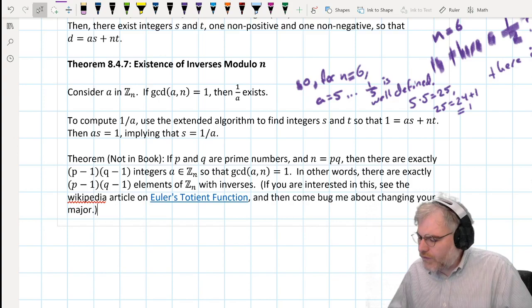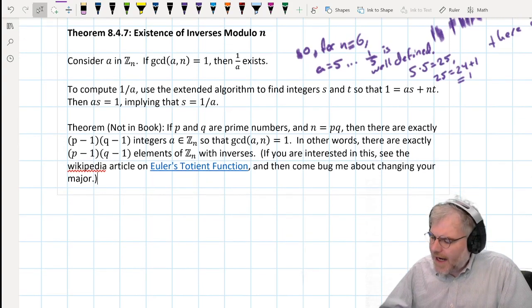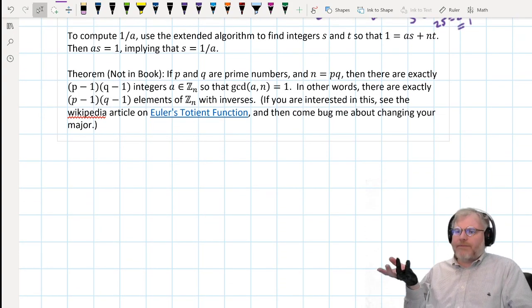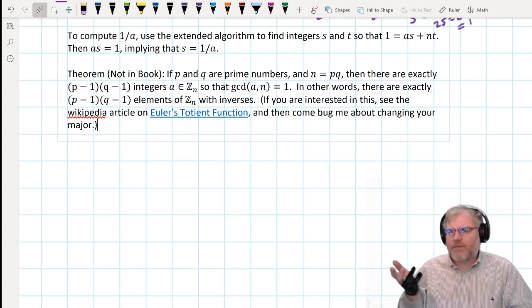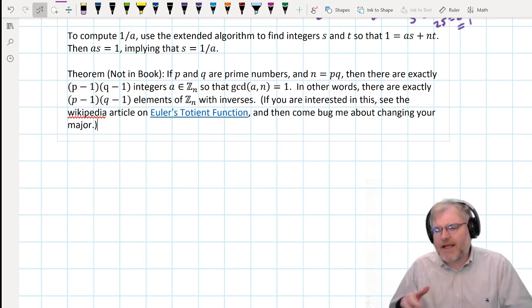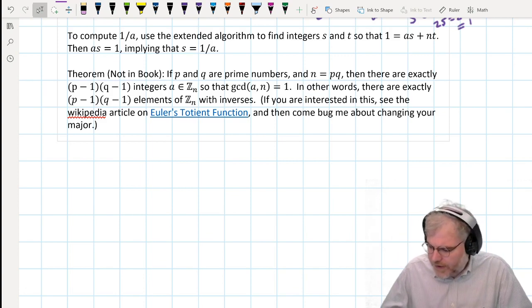Okay, so that's where we left off. Now, there's a homework problem, and you all were discussing it, which is about computing powers quickly, not inverses. So let's talk about that briefly.